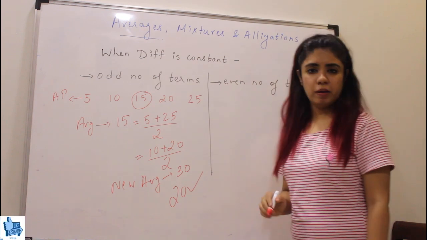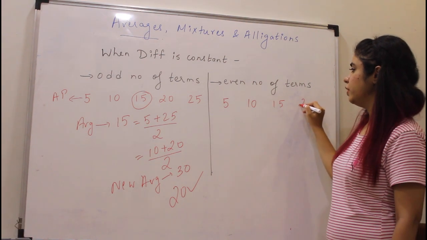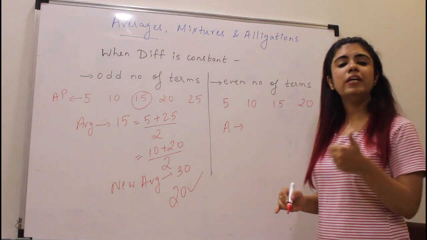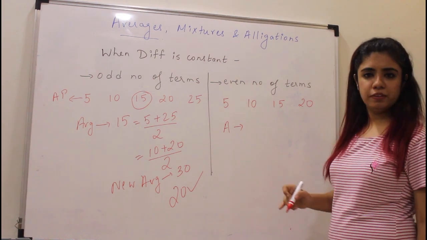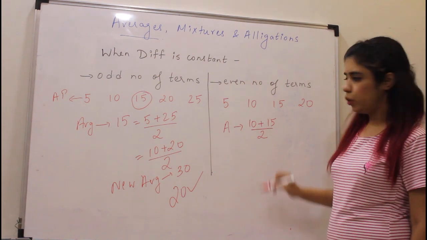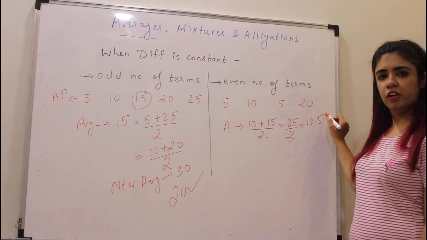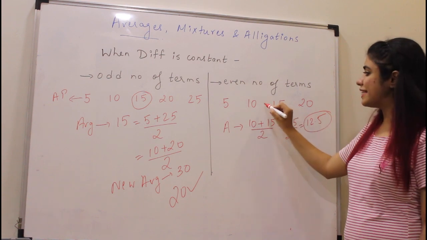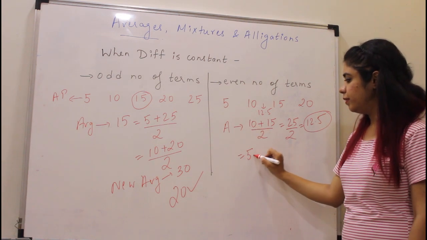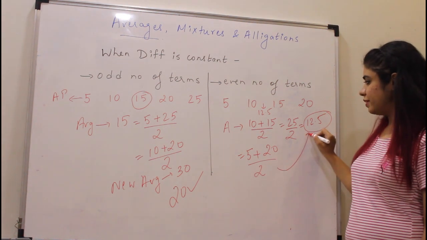What if I have an even number of terms? Let's say I have 5, 10, 15, 20. I ask you, what is the average here? The average is always the middle term, but you don't have a middle term here. So you can calculate it as 10 plus 15 upon 2. That is 25 upon 2, which is nothing but 12.5. So 12.5 is a number which comes exactly between 10 and 15. You can also calculate it as first term plus last term upon 2. This is again 25 by 2, which is 12.5.